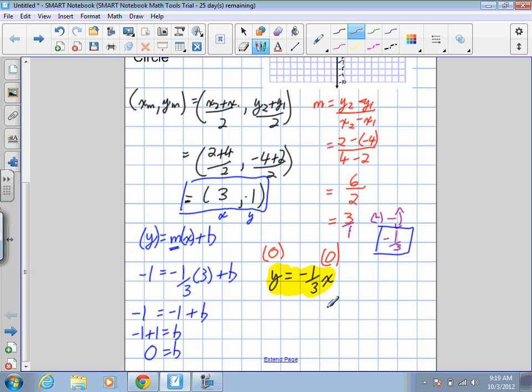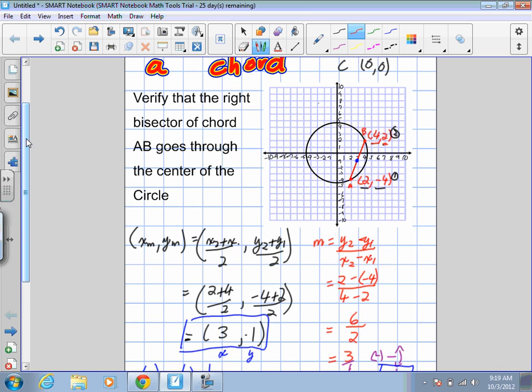0 equals negative 1/3 times 0. Is this going to be true? 0 times a negative 1/3 is 0, and the left side stays 0. So the left side will equal the right side. So we know this to be true. It goes right through.